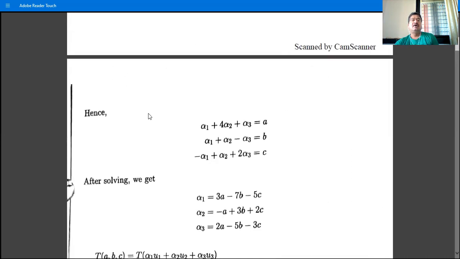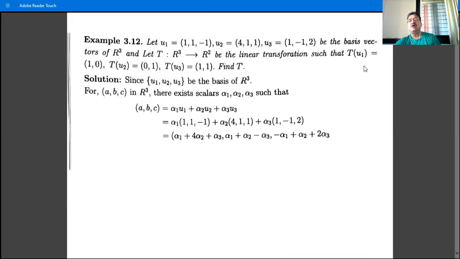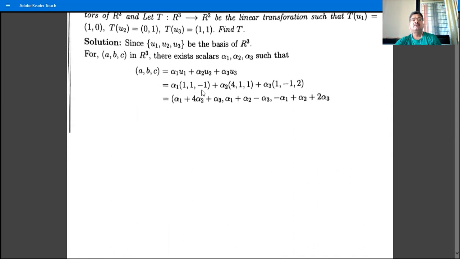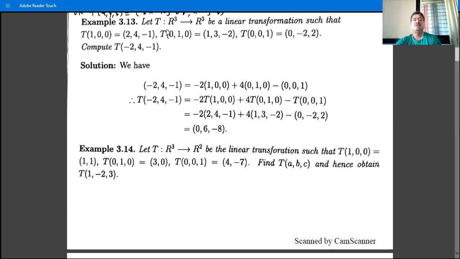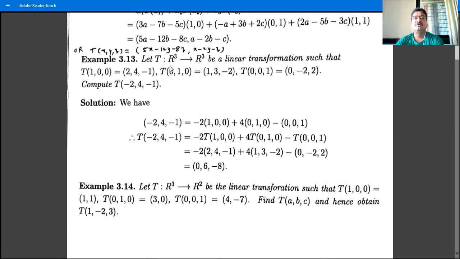So if we are given the images of some basis of the domain, then we can find the formula for the linear transformation. So this problem is important. Such problems are important. Again, the same type of problem. So T from R3 to R3, the linear transformation, says that T of 1, 0, 0, T of 0, 1, 0, and T of 0, 0, 1 are given.